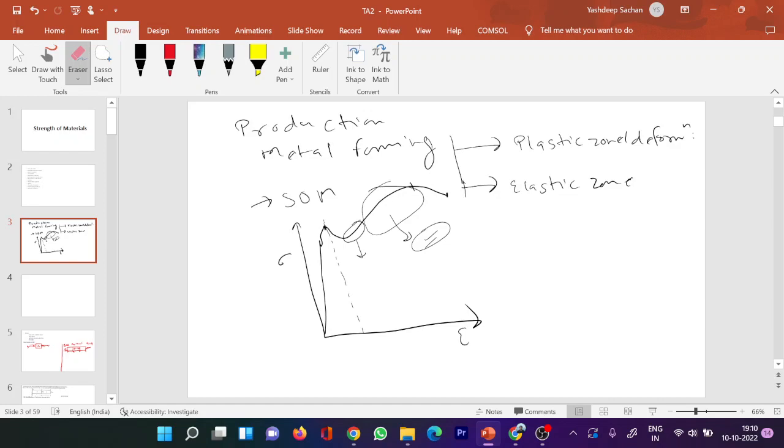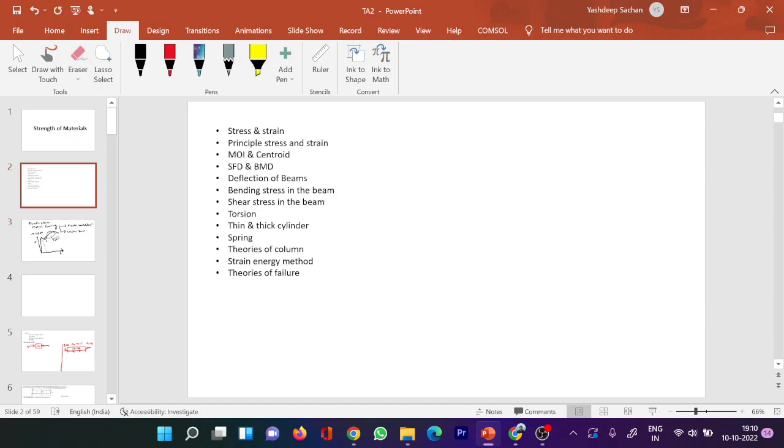Now coming to SOM, what we are going to cover here. First, we will cover various types of stress and strain, and whatever types are available. After that, the principal stress and principal strain part will go. Here we will stay for 2 classes, and here it will take 1 to 2 classes, at minimum 2 classes. Here 1 class will be spent, and in 2 to 3 classes all types of SFD and BMD will be covered. After that, deflection will also take two classes.